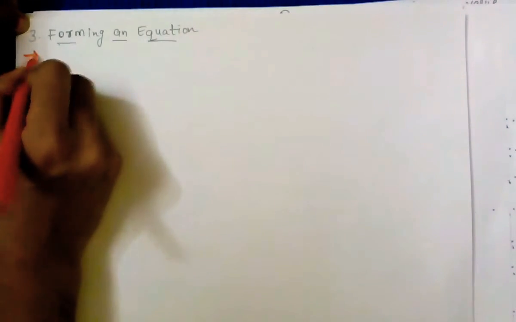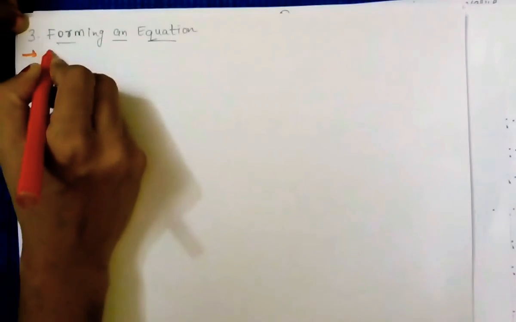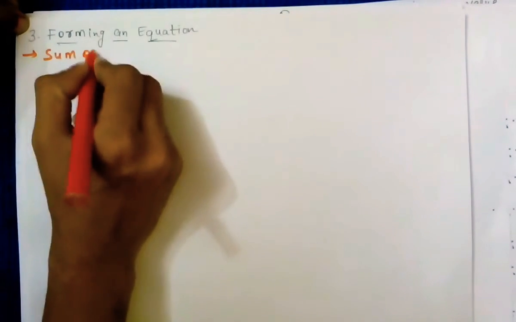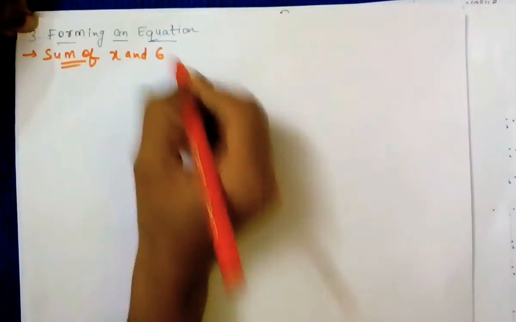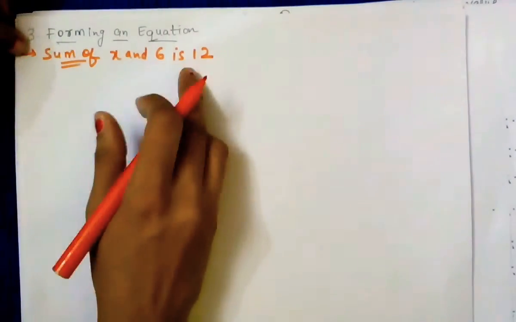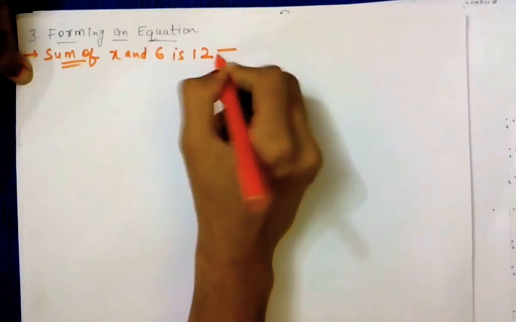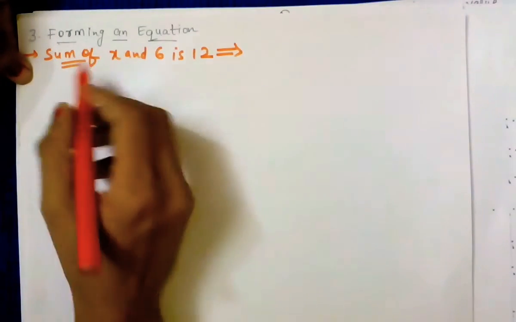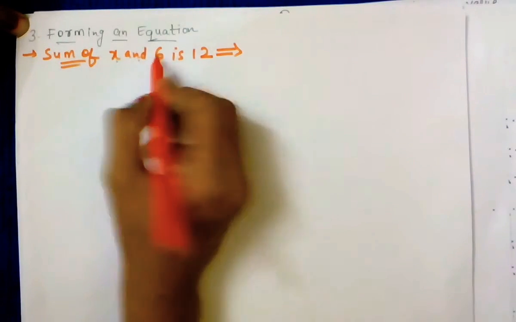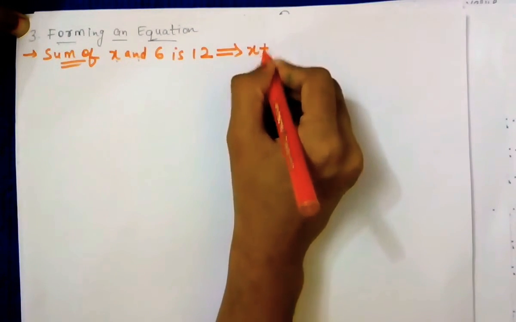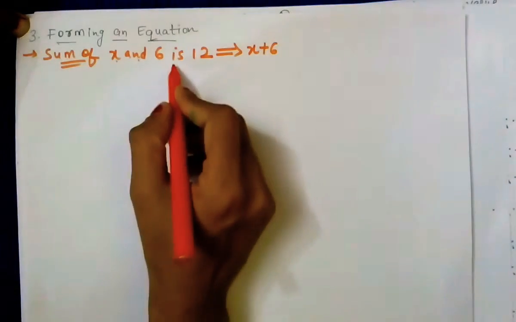So forming an equation. Whenever a statement is given with the word sum of or total of, let us take one example: sum of x and 6 is 12. So this is our statement. Now we will write it in equation form. How will we write it? Sum means addition, so we have to add x and 6. So sum of x and 6 means x plus 6 is 12.